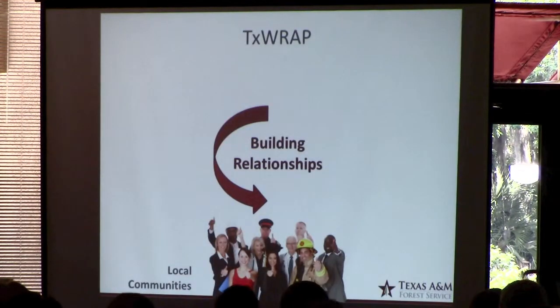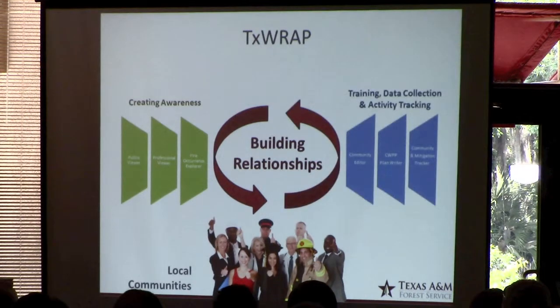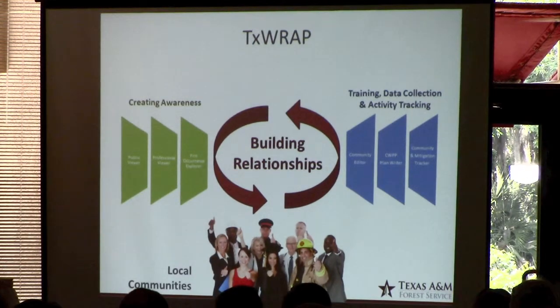So just to review what I've covered here in TextRoute: TextRoute is really all about building relationships with the locals, and we do that through several applications to create awareness. But the key is, we want to provide the training and the feedback that goes back to us statewide. The next step that we're taking with TextRoute is developing an online community wildfire protection plan writer. It takes them through the A to Z of providing a community wildfire protection plan, and then a community tracker or mitigation tracker. We can spatially see what's going on across the state. So that's the conceptual slide for TextRoute.